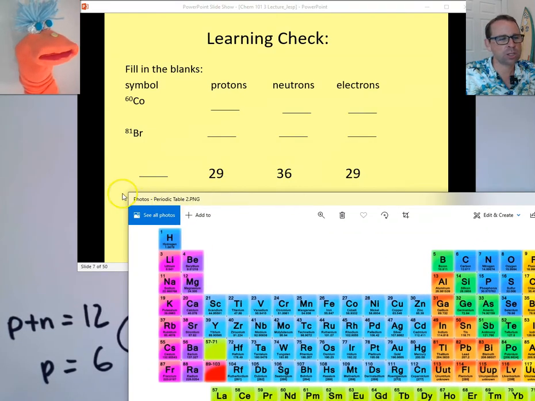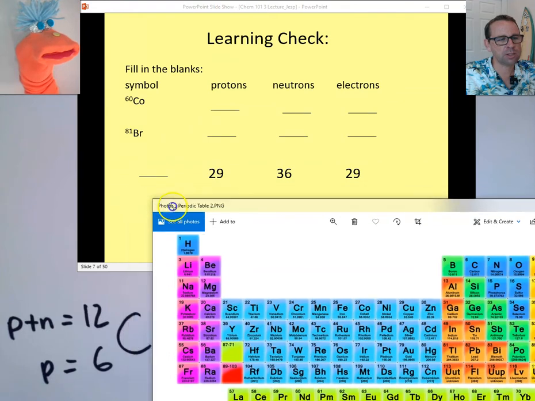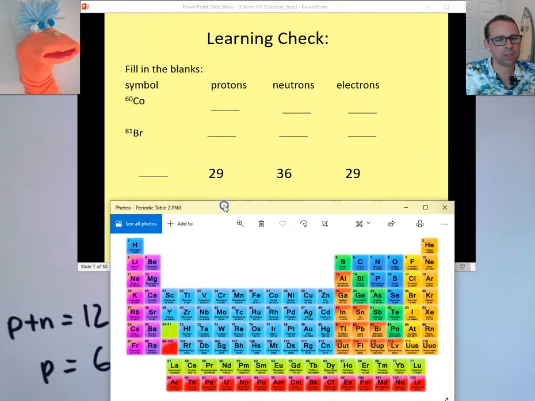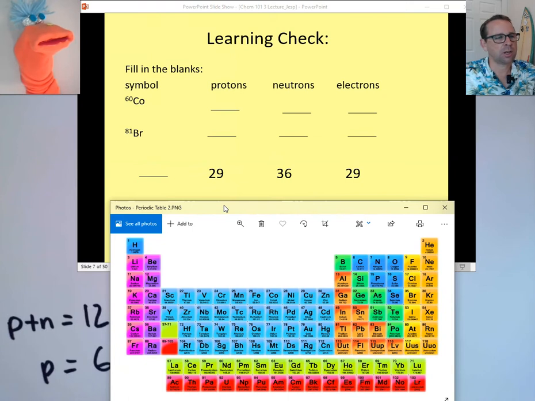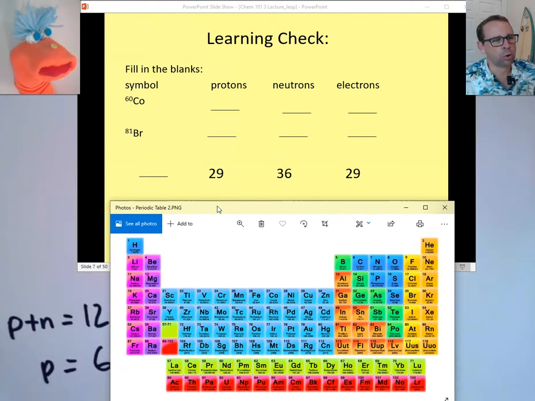Folks at home, why don't you push pause, go ahead and fill out this table, and then Fred will help you out. All right, everybody have a chance, hopefully. Fred, what do you think? Cobalt, let's see, I see it down there, it's number 27, so that's 27 protons. Very good. And how many neutrons? 60 minus the 27, that's 33. Very good. How about electrons?